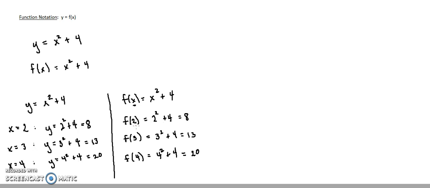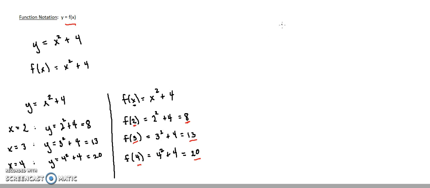But over here, when I look at this, I know this is my x value and this is my function value or my y value because they're the same thing. So I know when x is 3, y is 13. When x is 4, y is 20. So it's just a little bit more sophisticated as far as record keeping and as far as being able to look at somebody else's work and know exactly what they were doing.